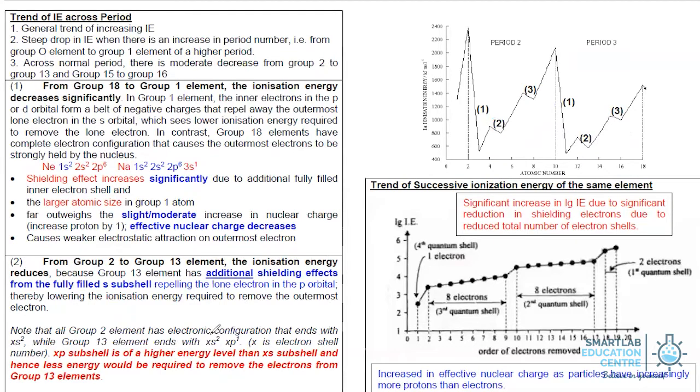The other way to explain it is to argue based on the energy level of the subshell. If you're trying to remove an electron from the ns subshell relative to the np subshell, of course your np subshell is higher in terms of energy level. If it is of a higher energy level, then it will require less energy for it to be removed. That also helps us to explain why the first IE trend has a slight dip or a slight decrease.